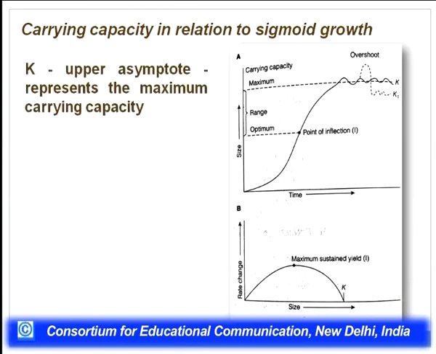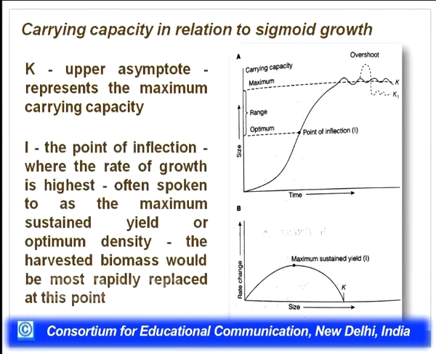You can see that K, the maximum carrying capacity, is the upper asymptote, and this I is the point of inflection, which is also reflected in the lower graph, where you can see that the rate of change is maximum. Here the rate of growth is highest, often spoken of as the maximum sustained yield or the optimum density, as I mentioned, by fish and game managers, because the harvested biomass at this point would be the most rapidly replaced. So this is the maximum sustained point, the point of inflection, or the optimum density.